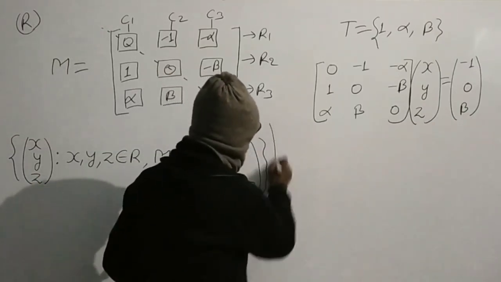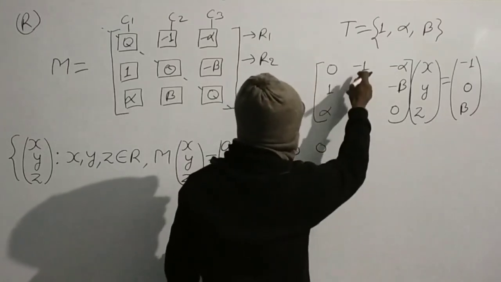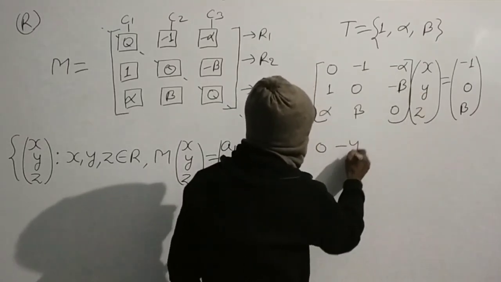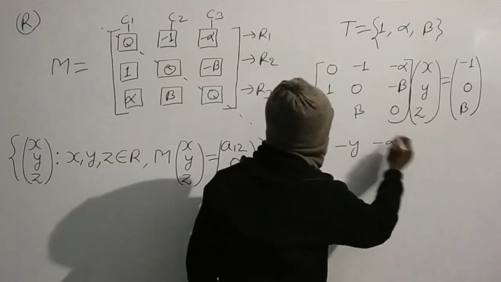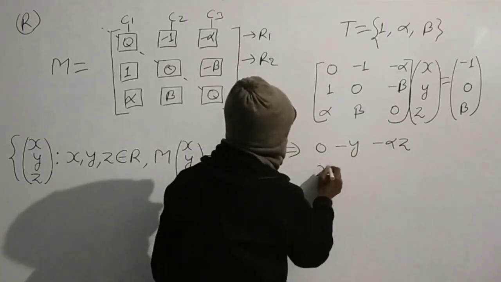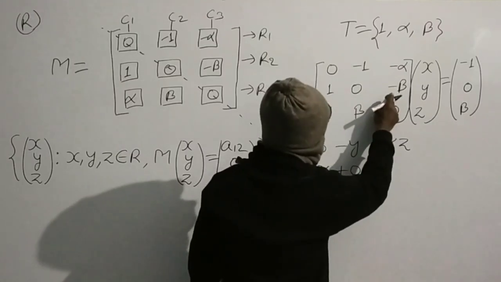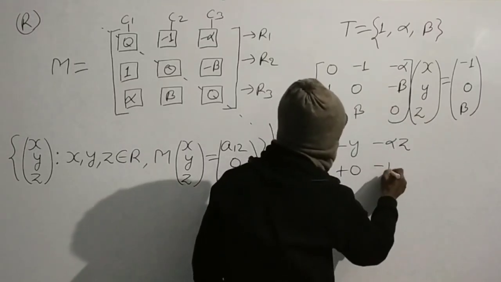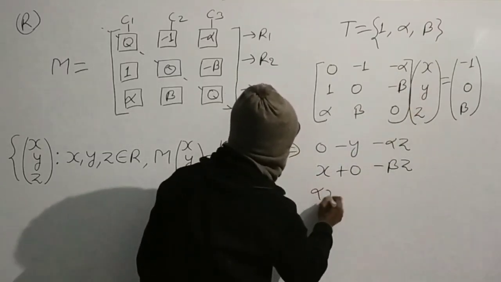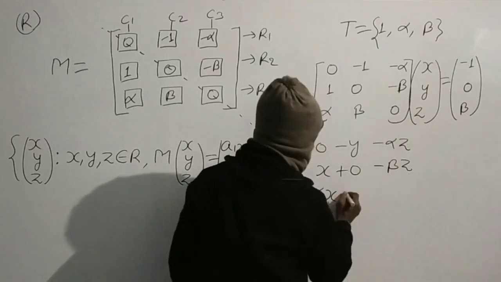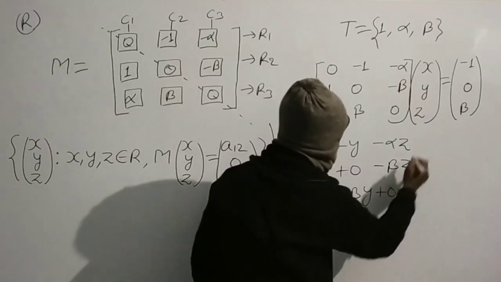This implies 0 times x means 0, minus 1 times y, minus y, minus alpha times z, minus alpha z. 1 times x, 0 times y, 0, minus beta times z, minus beta z. Alpha times x, alpha x, beta times y, beta y, 0 times z, 0.